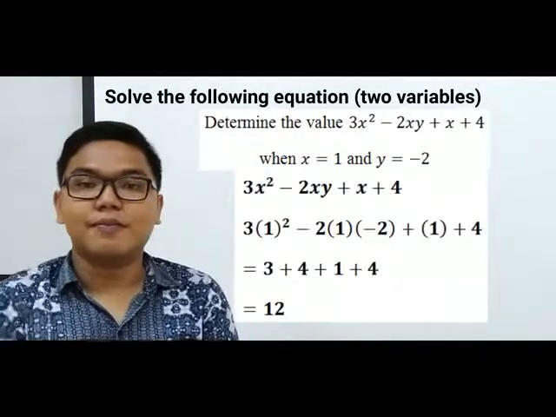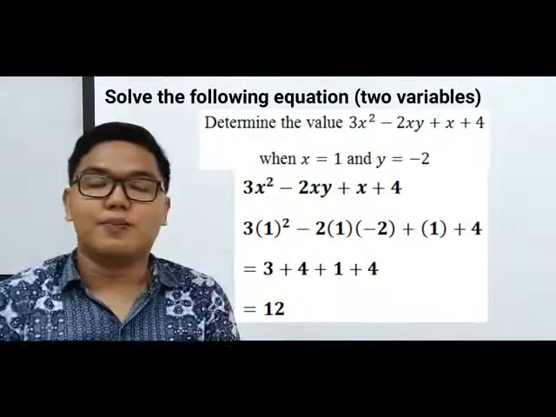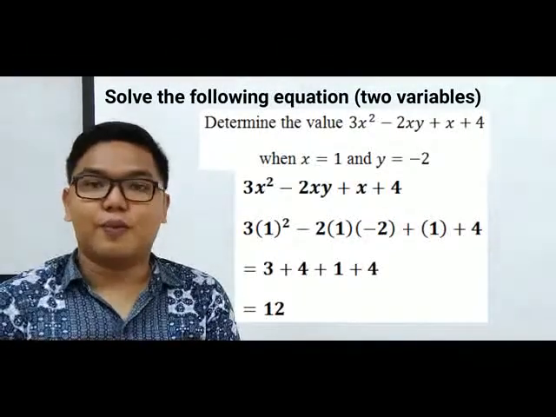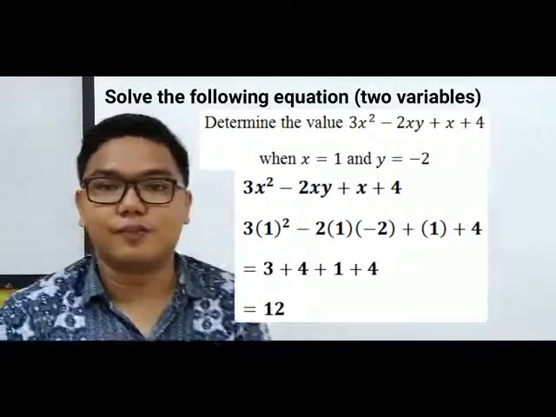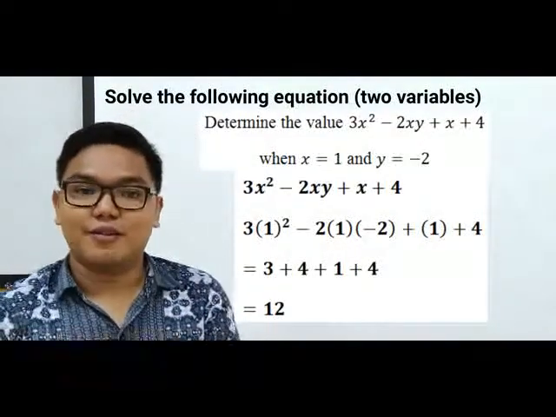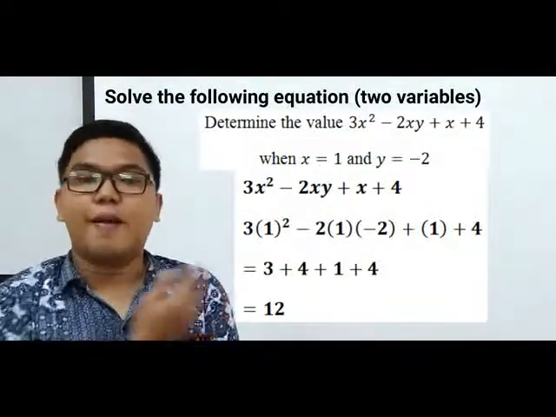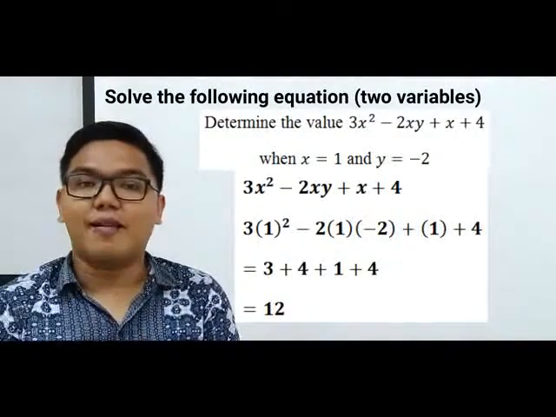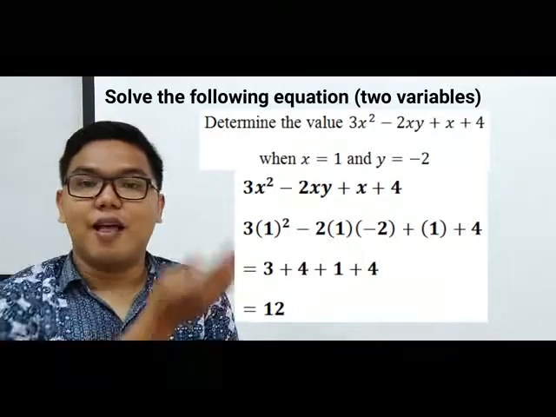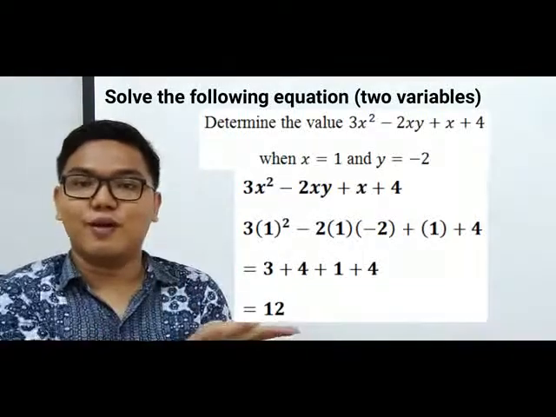Okay, it becomes 3 multiplied by 1 squared minus 2 multiplied by 1 and multiplied by negative 2, and then plus 1 and plus 4. So we've got 3 plus 4 plus 1 plus 4 equal to 12. So the value of this equation equal to 12.